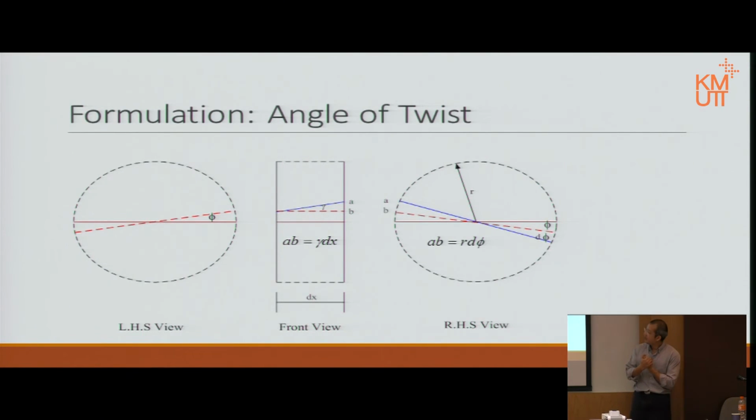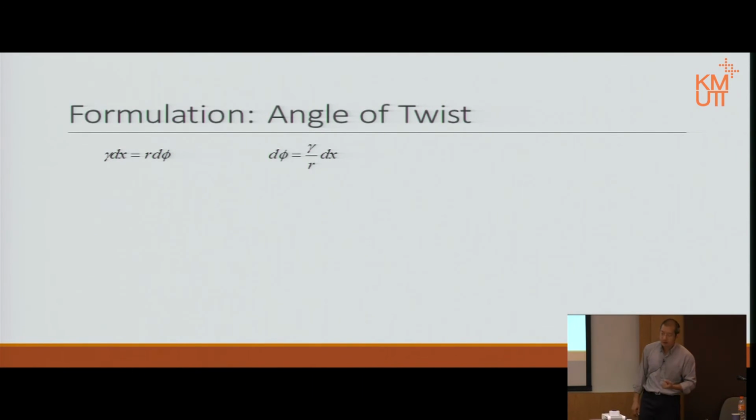That AB is also equal to the radius, in this case not the capital radius, not the total, the smaller one, times the change in the angle of twist, which we call d phi. Of course, these two are the same A's and the same B's. Therefore, the two sides are equal. And then we have a relationship between gamma, the shear strain, and phi, the angle of twist. From that, we move on and work on that equation.